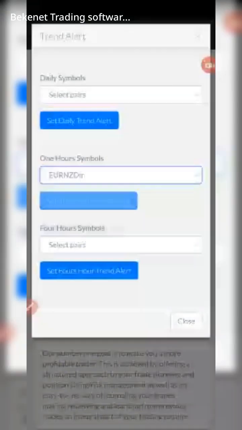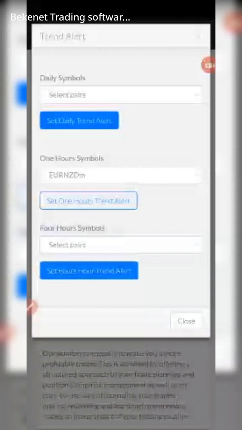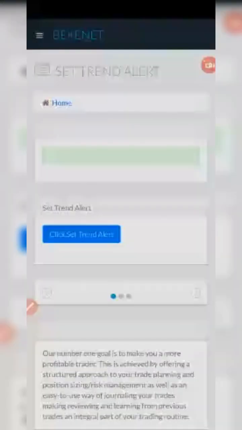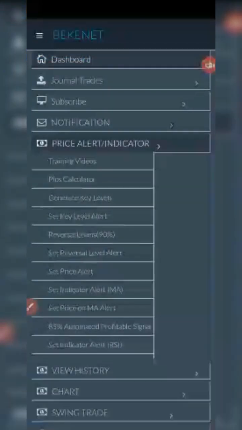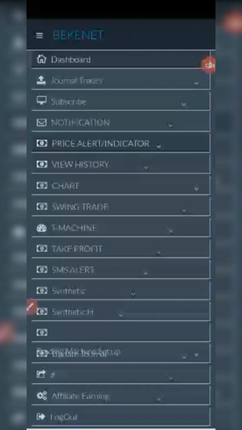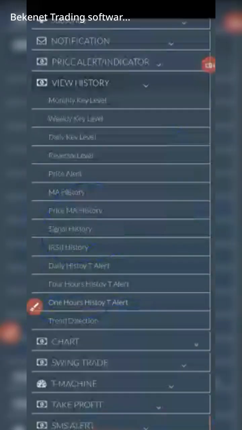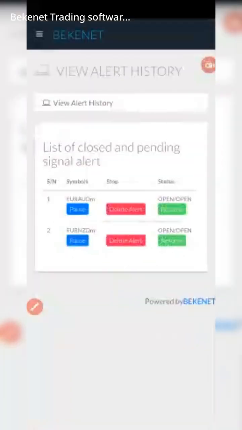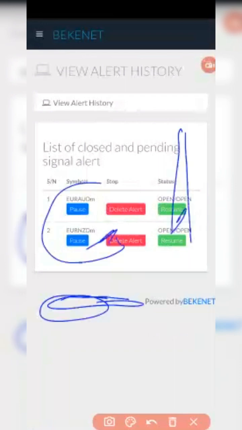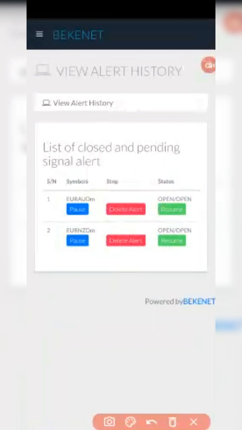Just click set an alert. That's how it is. So I can go to my history and see if it's actually there. All I need to do is click view history. Come here, click this point here, 1 hour history alerts. Just click. As you can see, these are the pairs that the software is watching for me.